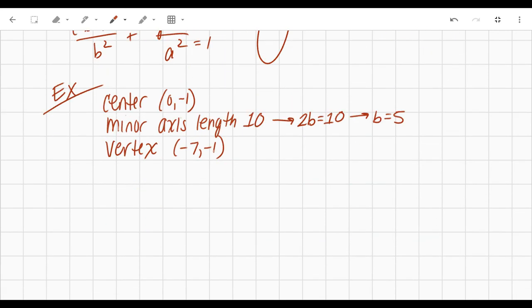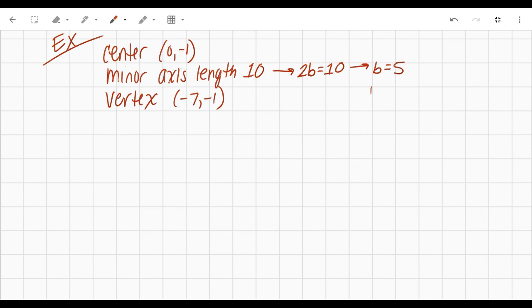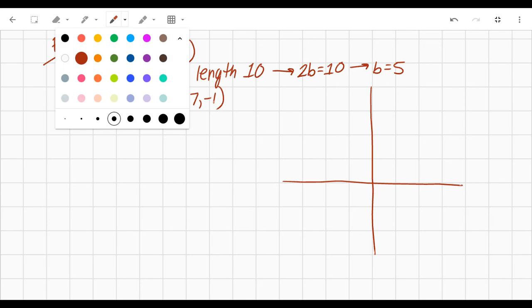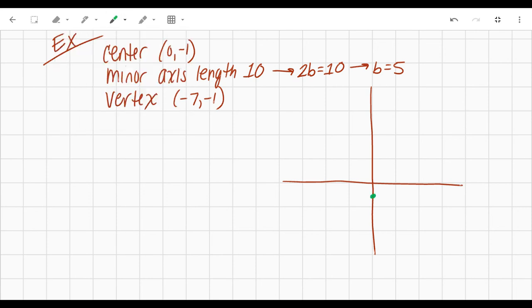So start by sketching this out. I'm going to go by 2's on my graph. The center is at 0, negative 1. The minor axis has a length of 10. We'll go back to that in a second. One vertex is at negative 7, negative 1. And remember, the vertices are the endpoints of the major axis. So this distance is 7.